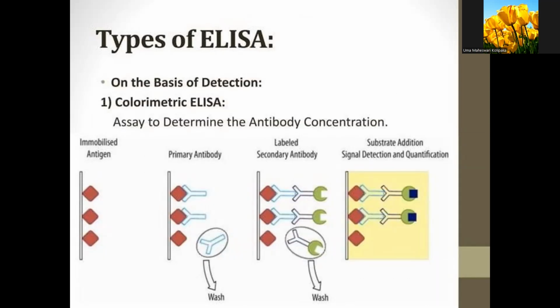This is colorimetric ELISA. Colorimetric means a color-producing product. The product will appear in a different color. So based on the color, we can know whether the sample has the suitable antibody, exactly the antibody that can bind to our antigen.